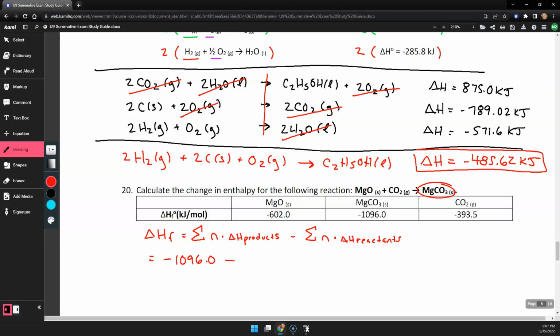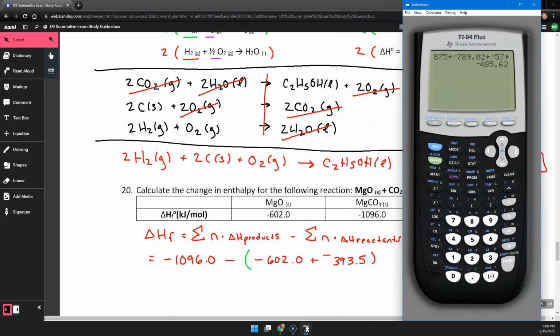And then we're going to subtract. This is important. Make sure if you have more than one thing on the reactant side, you use parentheses so your negative will distribute correctly. So we have MgO negative 602, and then we have negative 393.5.